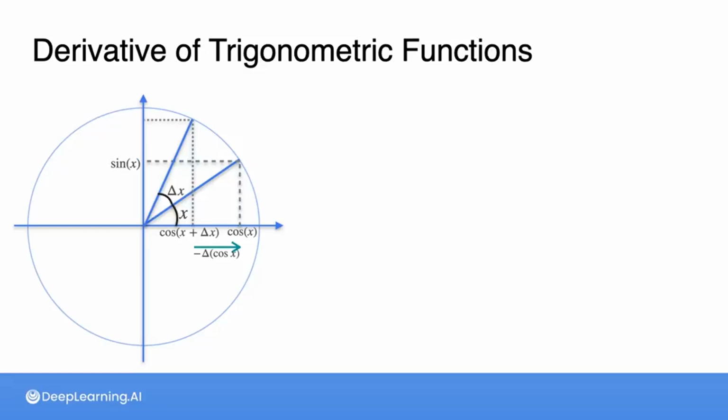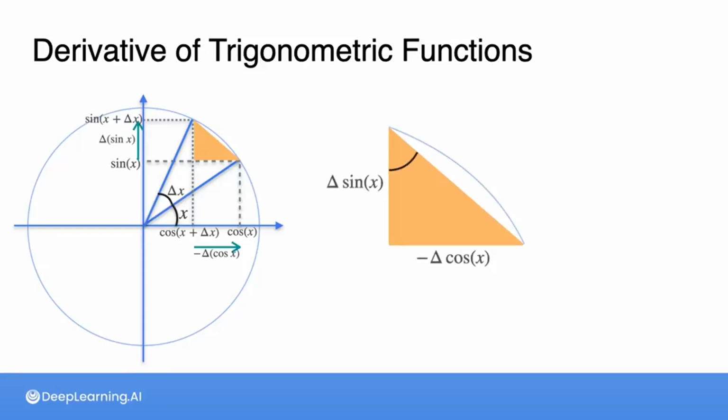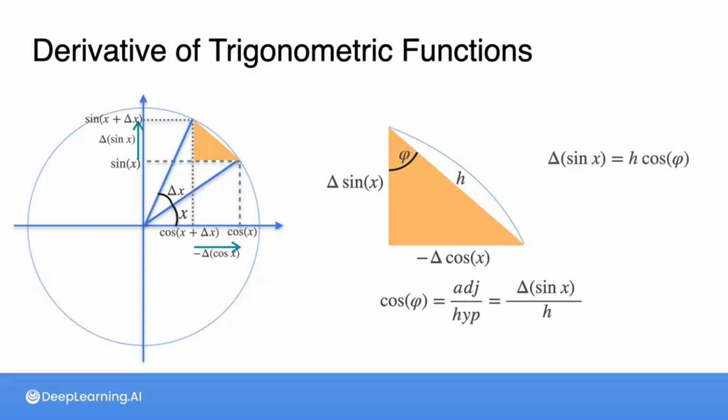And now let's focus on this orange triangle over here, and let's blow it up a little bit. This triangle has one base equal to negative delta cosine of x, and the other side is delta sine of x. Now we can call the top angle phi and the hypotenuse h. If you recall from trigonometry, given a right triangle, the cosine of one of the angles is equal to the adjacent side divided by the hypotenuse. The adjacent side here is delta sine x, while the hypotenuse is h. Therefore, delta sine x equals h cos phi.